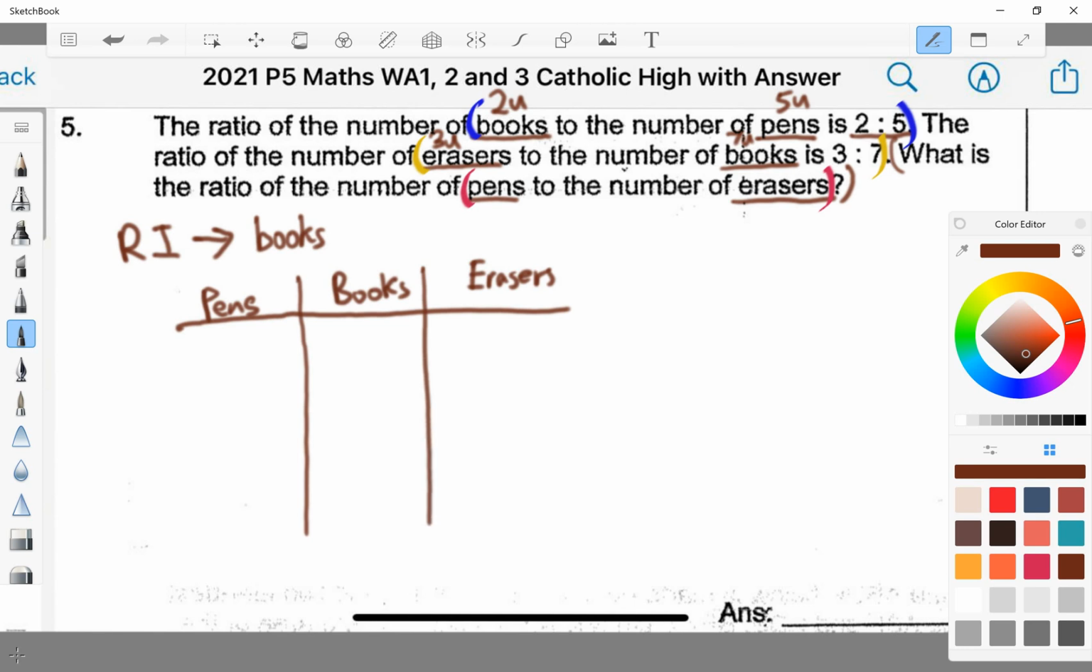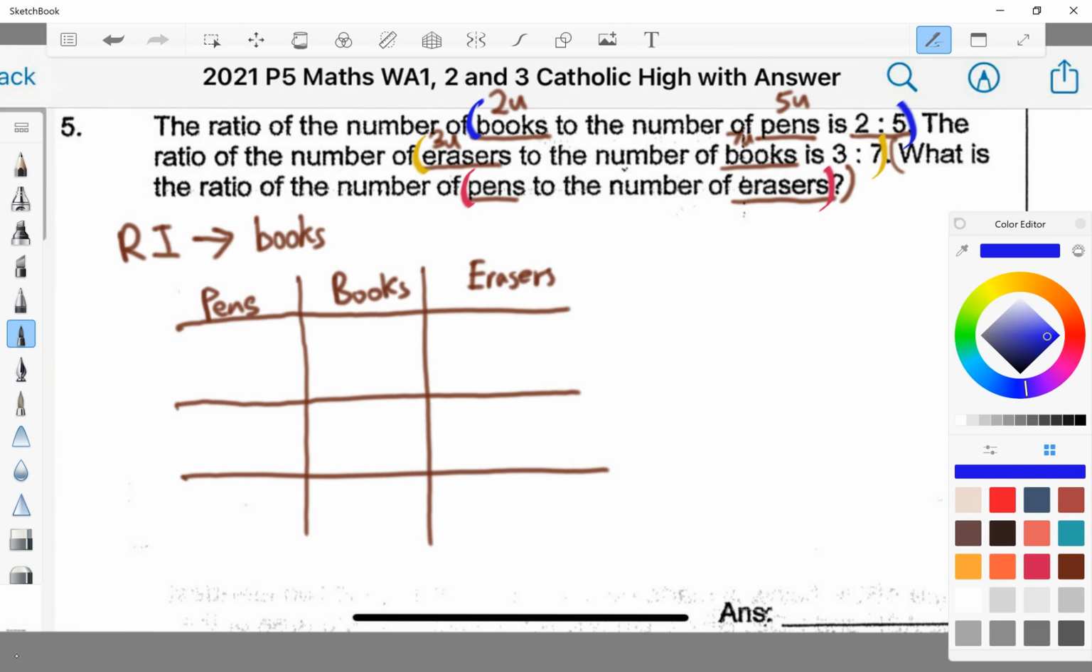It's very easy to do, very easy to solve. Like I mentioned in the previous episode, this is one of my personal favorites to solve, also one of my personal favorites to teach. So the question says books to pens 2 units, 5 units. Now that we have switched the order to begin with the pens, followed by books, followed by erasers, our job is basically to put our RI, our repeated identity, in the middle.